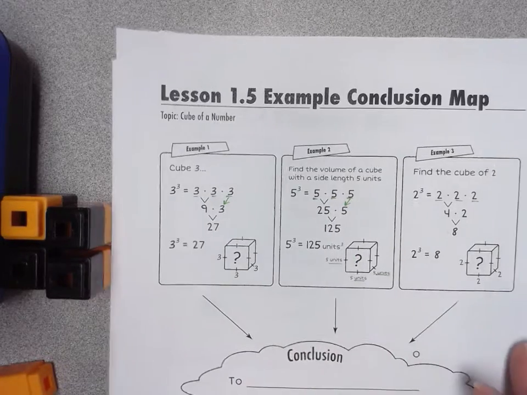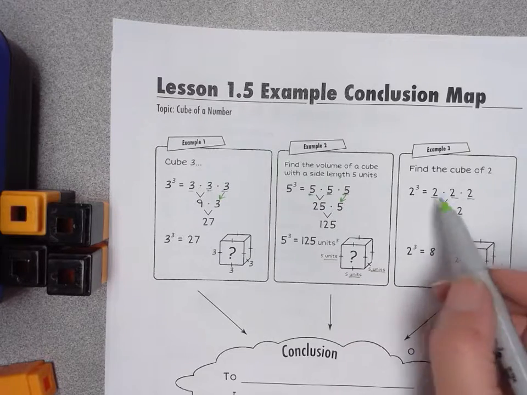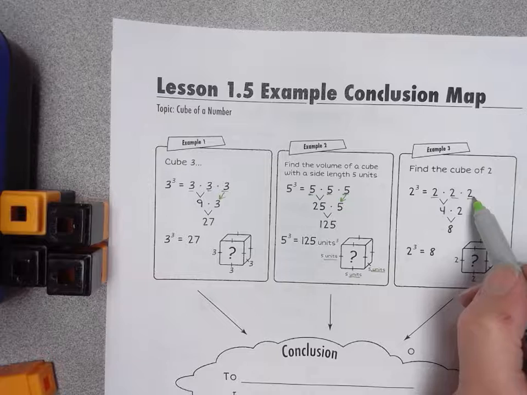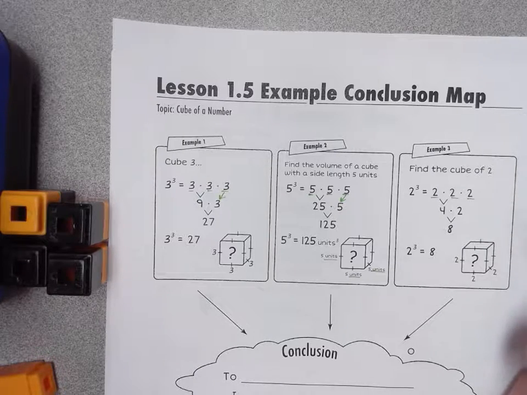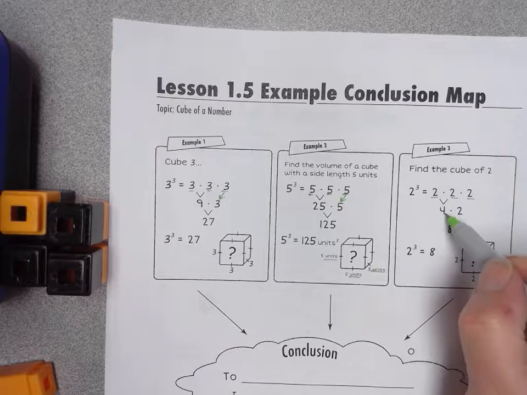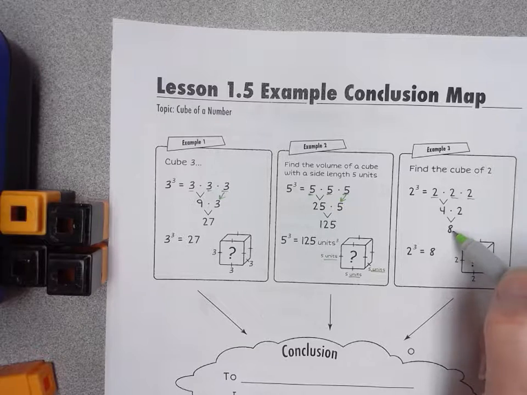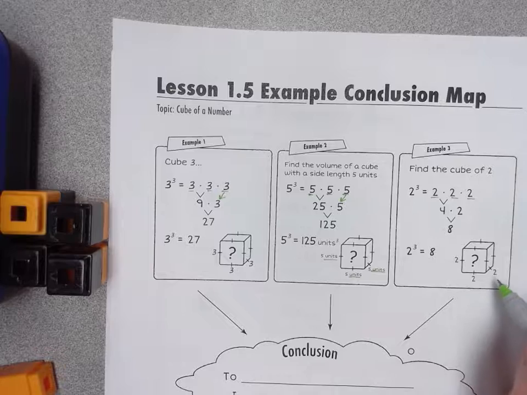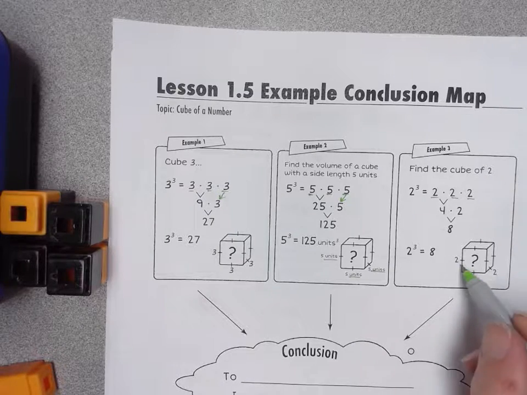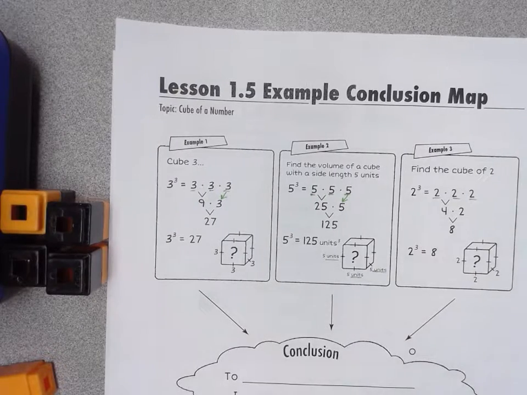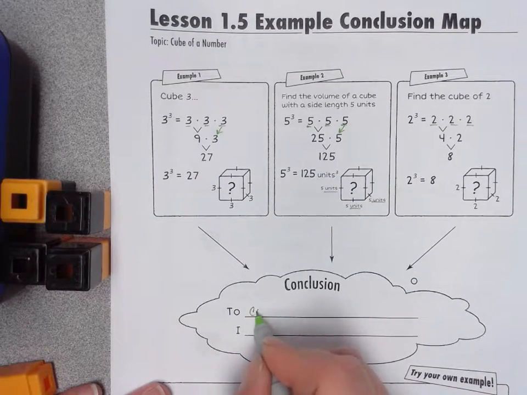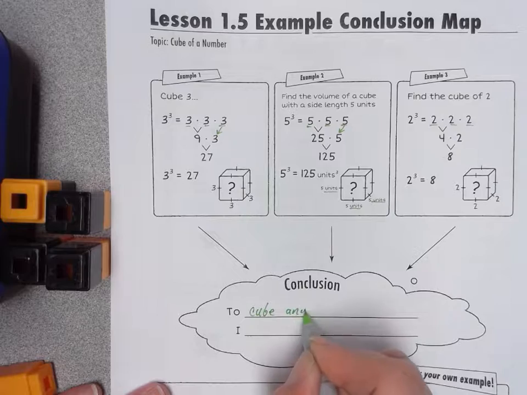I got it. Take a look at this example. 2 cubed, or find the cube of 2, it says. Oh, they still wrote out that 2 3 times because of the exponent. And they simplified. 2 times 2 is 4, and 4 times 2 is 8. I got it. 2 cubed is 8. And that makes sense to me here, because it's really taking 2 times 2 times 2, a length times width times height. Okay, so how do I write a rule to cube any number?